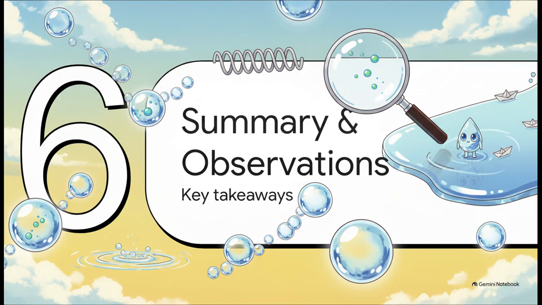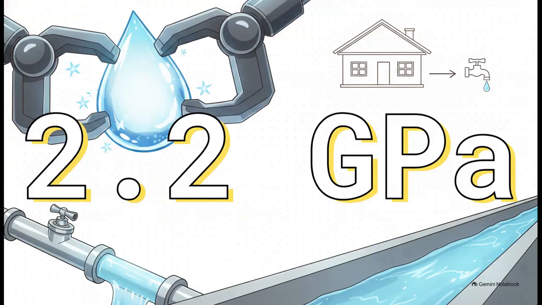Bringing it all together now. Section 6, Summary and Observations. Key takeaways from today's masterclass. If you only remember one number today from the compressibility side of things, make it 2.2 gigapascals. This staggering number is the bulk modulus for water at room temperature. Because this value is so massively high, it proves beyond a shadow of a doubt that it requires extreme, enormous amounts of pressure to change water's volume even slightly.